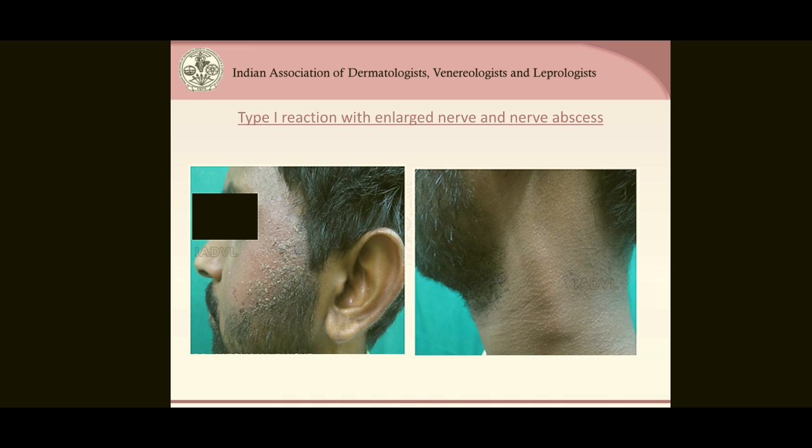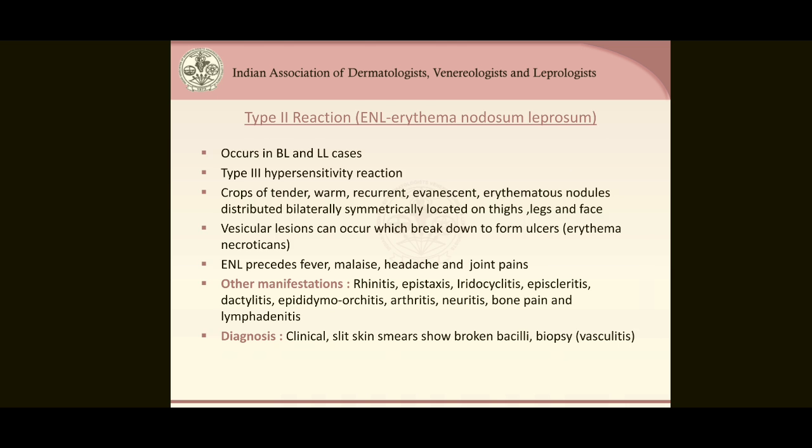Type 1 reaction: here in this picture, in the first picture the patch is erythematous, edematous, and in the second picture you can see the enlarged greater auricular nerve, and the nodulation which you can see faintly is nothing but the nerve abscess. It is better felt than seen.